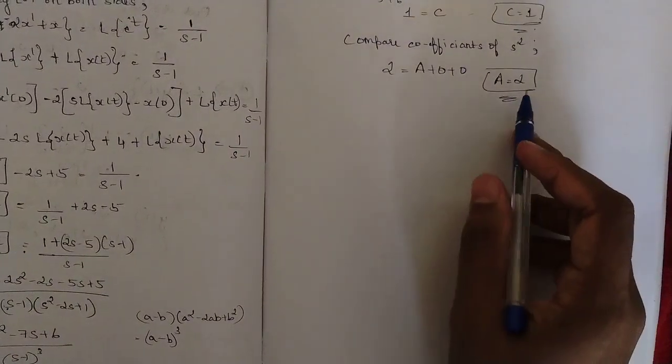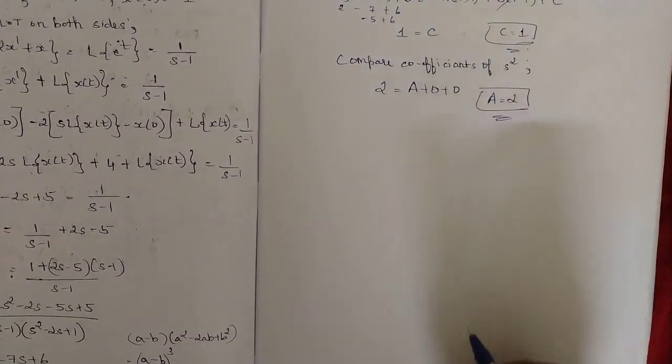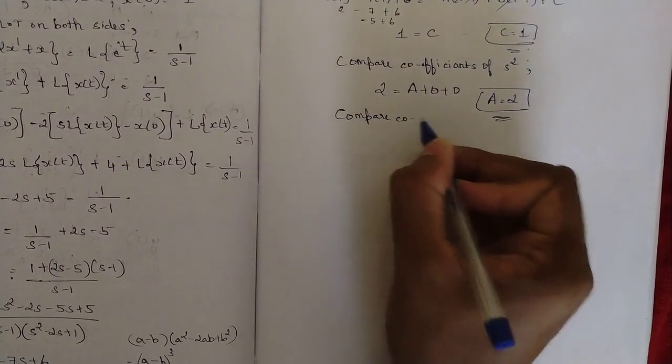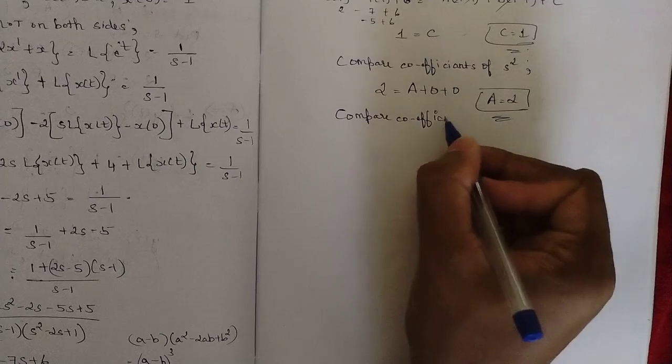Similarly, one value is done. In order to find the next value, that is b, one degree down, that is, s square is done. Next compare coefficients of s in the particular equation.